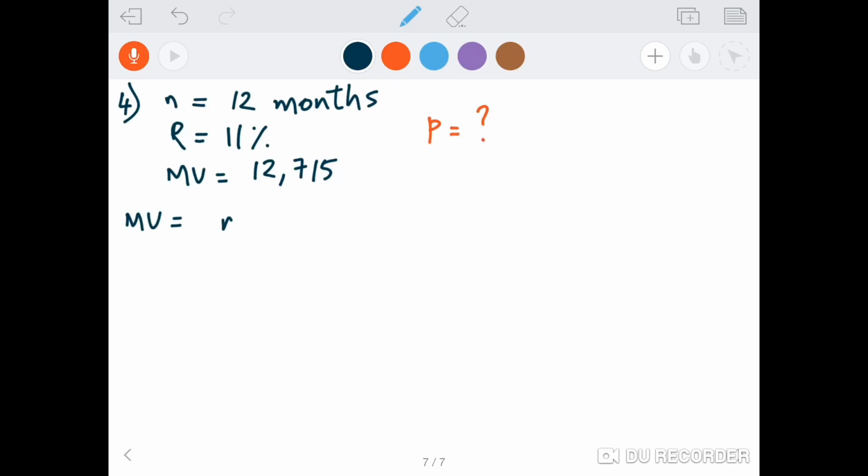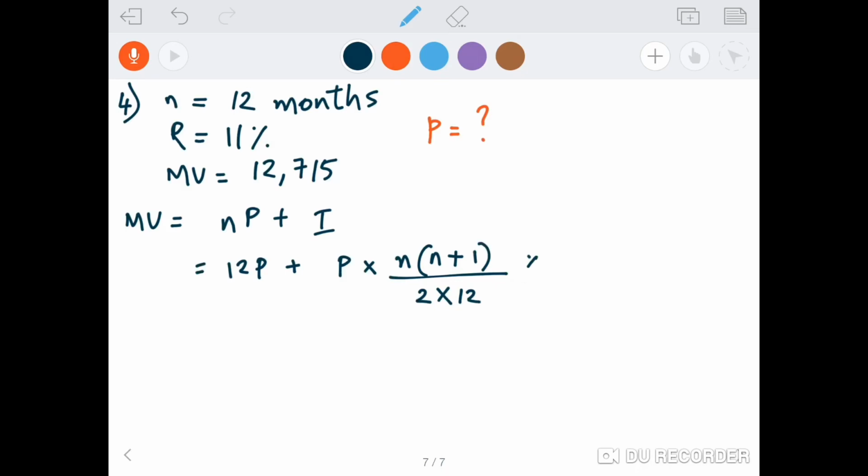We know that maturity value is NP plus I, the total principal plus the interest. He wants us to calculate P. So I'm just going to substitute all the values here. We know N is equal to 12. So that becomes 12P plus P into N plus 1 by 2 times 12 times R by 100. We know our maturity value is 12,715. I'm just going to put that there.